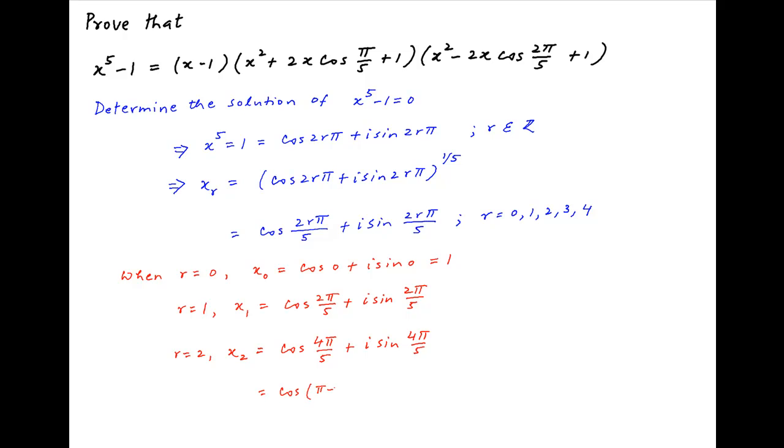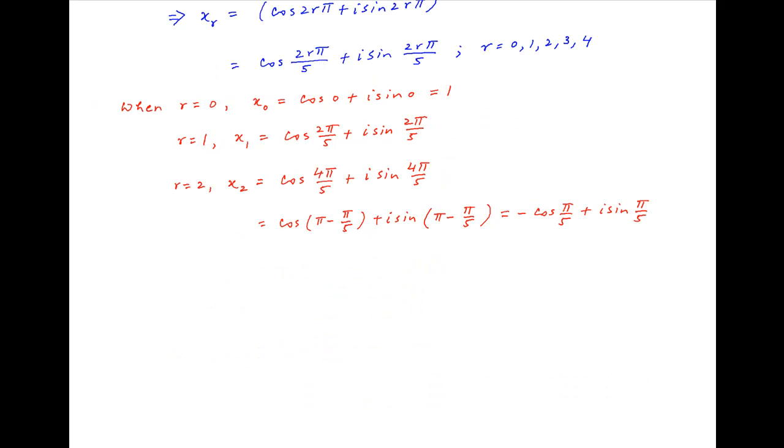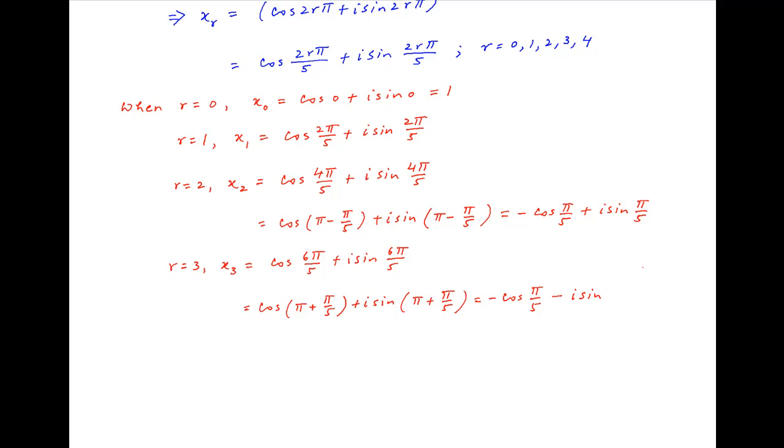And this can be written as cos of π minus π upon 5 plus i times sine of π minus π upon 5. Now since cos is negative and sine is positive in the second quadrant, this is equal to minus of cos of π upon 5 plus i times sine of π upon 5. When r is equal to 3, the root x3 is equal to cos of 6π upon 5 plus i times sine of 6π upon 5, which can be written as cos of π plus π upon 5 plus i times sine of π plus π upon 5. Since cos and sine are negative in the third quadrant, this is equal to minus of cos of π upon 5 minus i times sine of π upon 5.